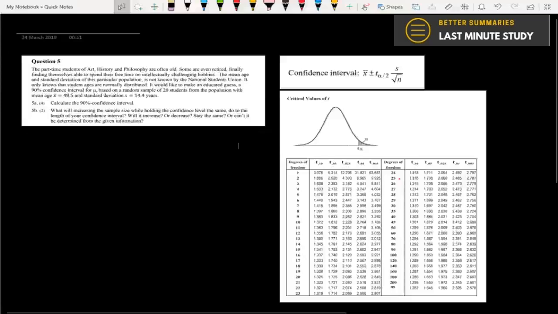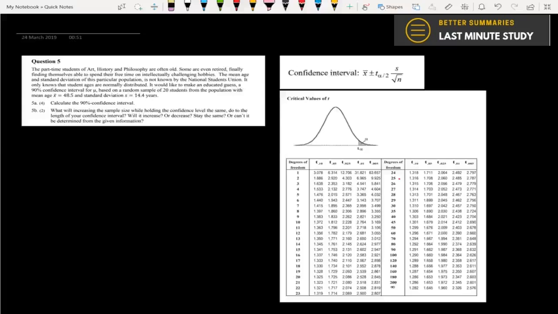Right, question 5. We've got a sample of 20 students. We've got a sample mean and a standard deviation, of the ages. So the mean age is what we in particular care about. We know that the student ages are normally distributed, so that's given to us in the question.